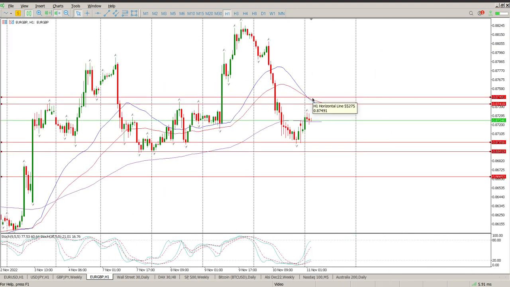Rejection here, it's short. Come back here, find support here, then you're probably looking for a move up. But these are the two zones that you need to pay attention to for a break.